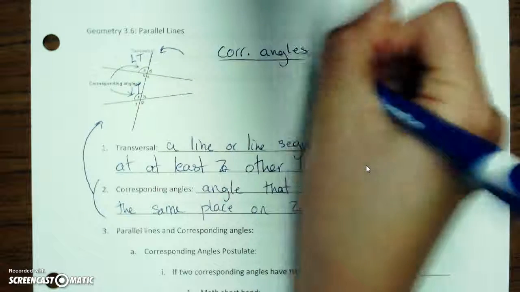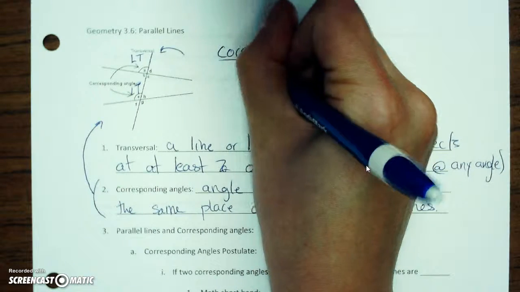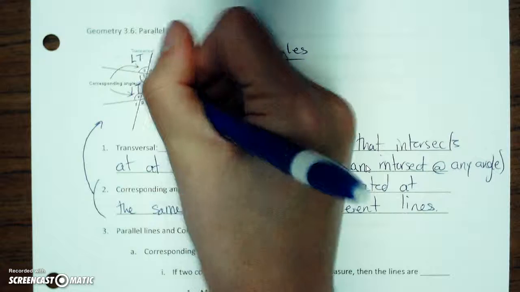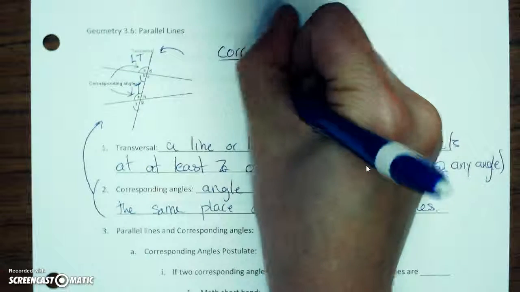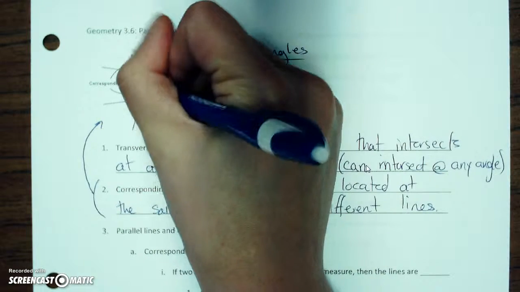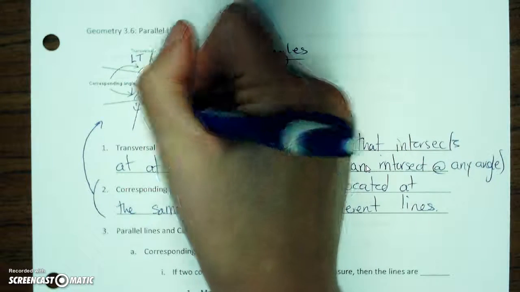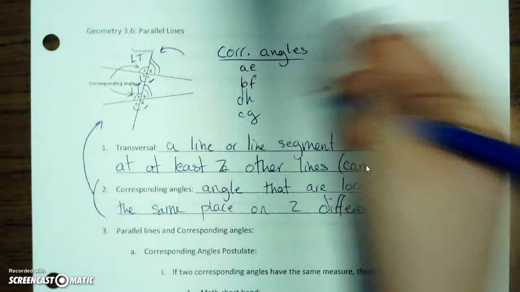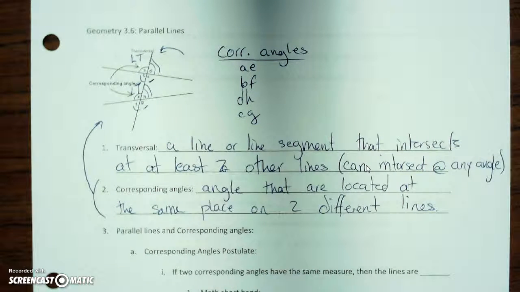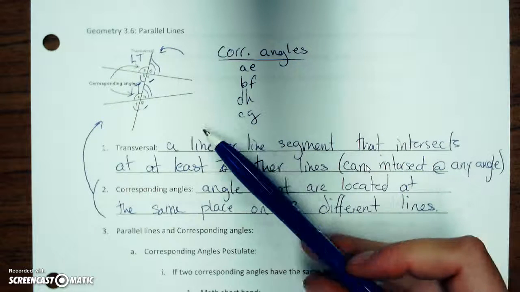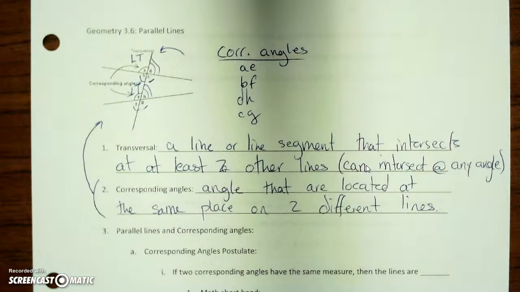Now there are a lot of corresponding angles in this picture. We've got A and E, but we've also got B and F. We've got D and H. And last we do have C and G. All four of those are corresponding angles because they're located in the same place on different lines.